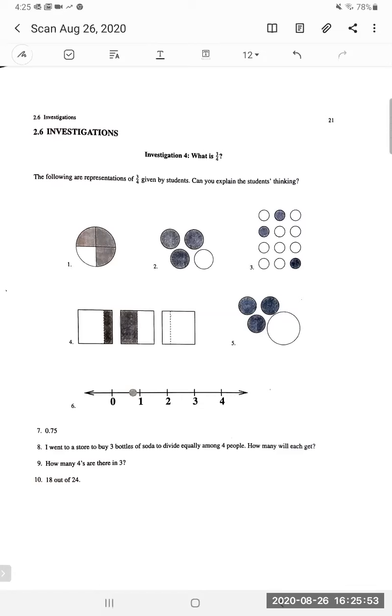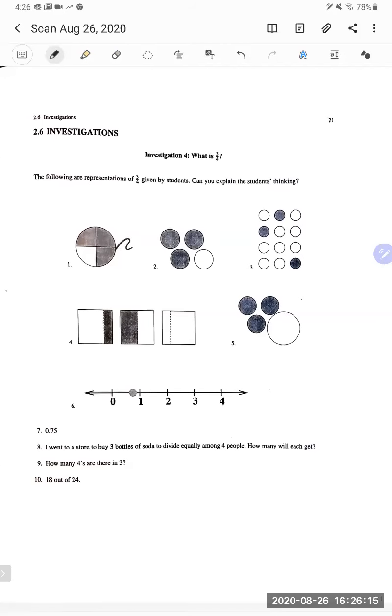So this is page 21 of the textbook. This is investigation 4. And it's just looking at all of the multiple different ways that you could represent the concept of 3/4. So I just wanted to go through each of these briefly with you.